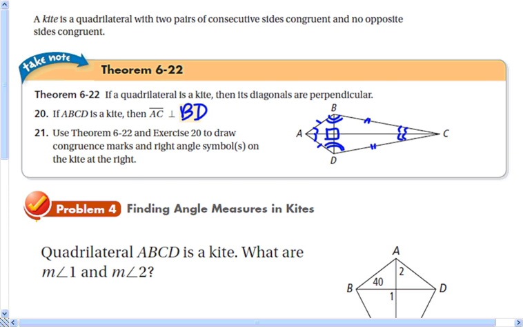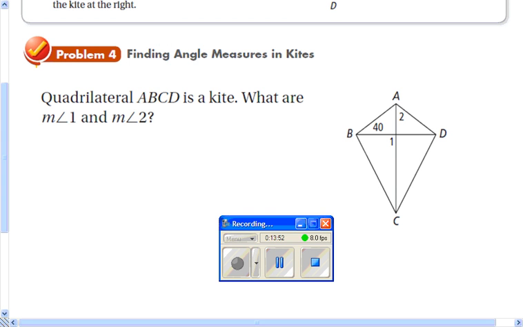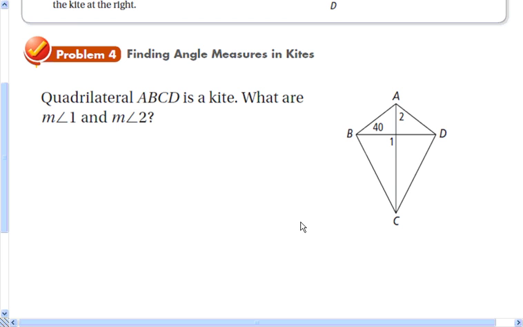All right, so quadrilateral ABCD is a kite. What are the measures of angle 1 and angle 2? Okay, so, well, the measure of angle 1 equals 90 degrees because the diagonals are perpendicular. And also we get the measure of angle ADB. ADB is equal to 40.